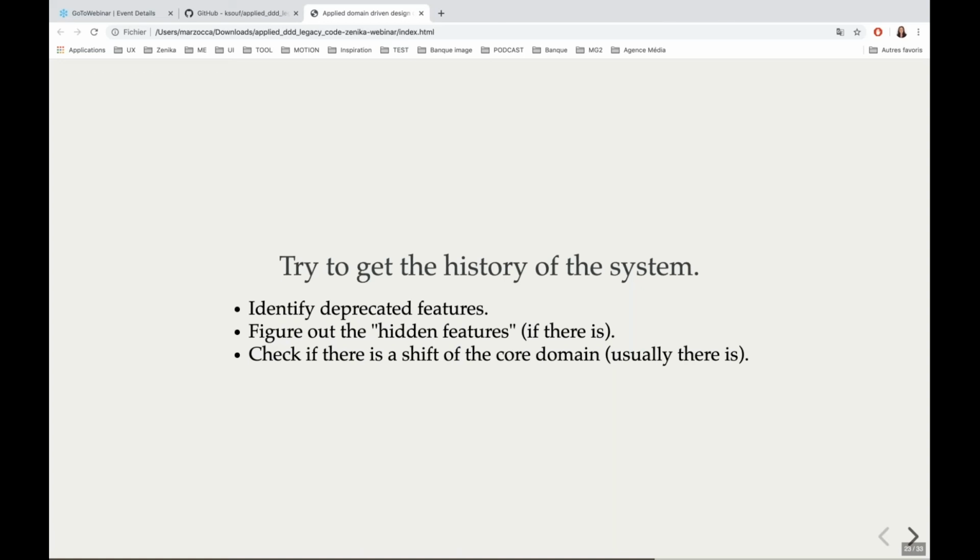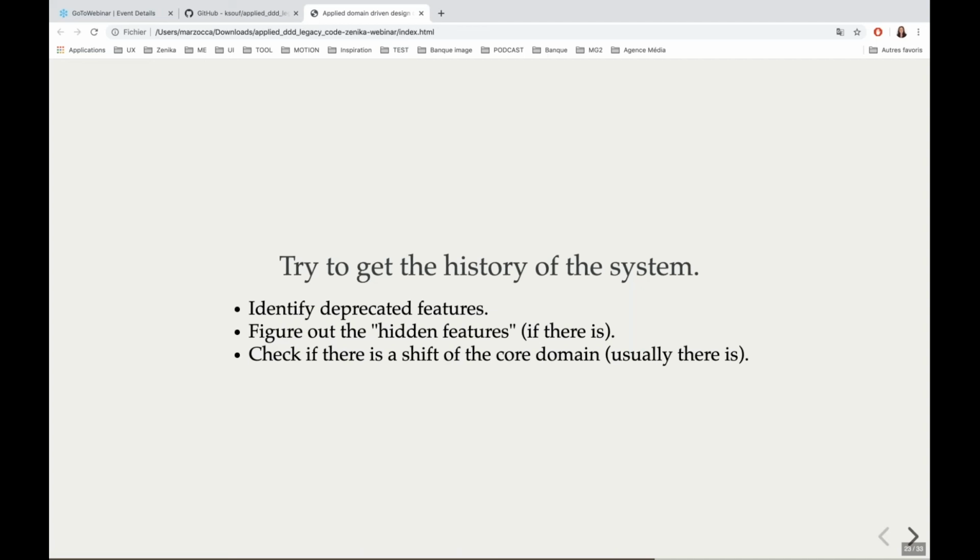The third point, and one of the important ones, is that sometimes there is a shift in the core domain. So you need to check if there is one or not. One of the examples that I mostly give is about Slack, the application Slack. When they started, they were a video game company, and they created the channel for the gamers, so they could communicate with each other.